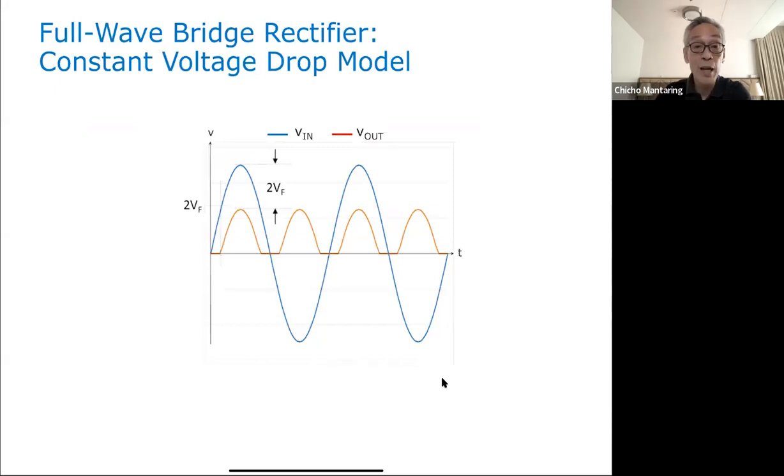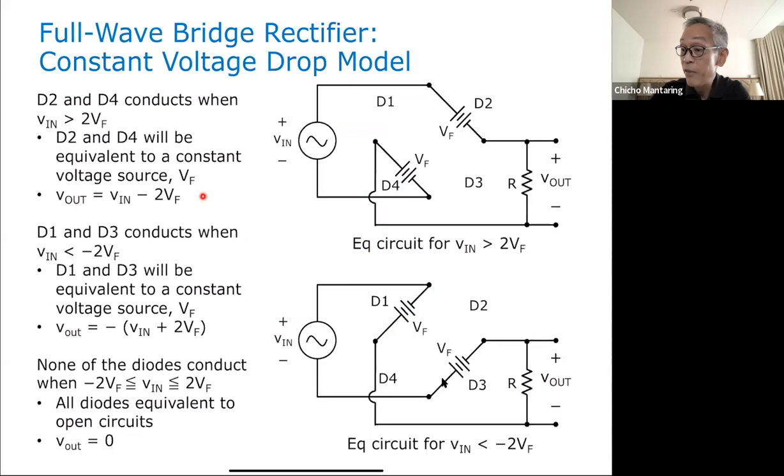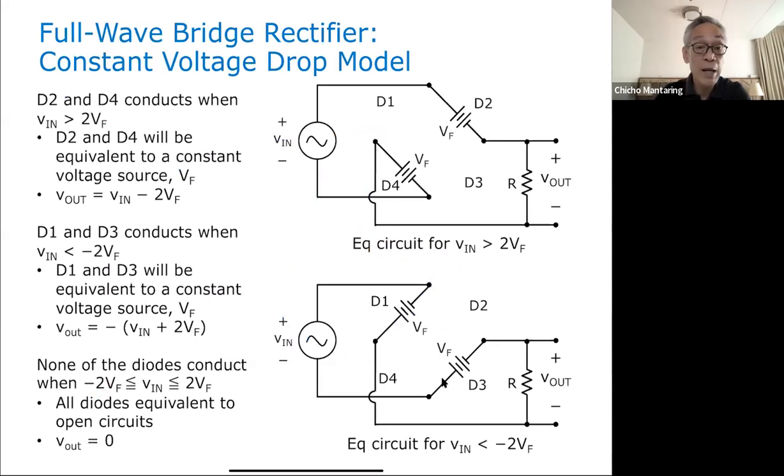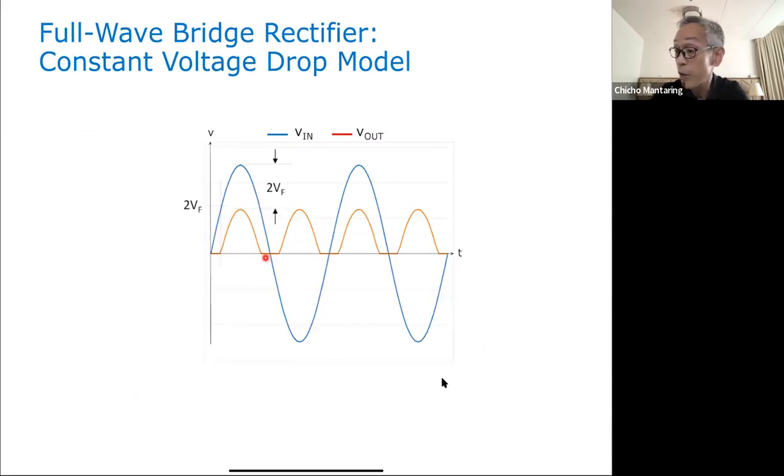So this is what my output is going to look like. When V in is greater than 2 V sub F, my output is V in minus 2 V sub F. So between the peak of my input and the peak of my output, I have a difference of 2 V sub F. And I'm not going to get conduction until the input is 2 V sub F. So this is where it starts to conduct, when my input is 2 V sub F. The same goes for the negative cycle, except that it now applies to the negative of V in. And in this particular window, when V in is between minus 2 V sub F and 2 V sub F, my output will be equal to zero.